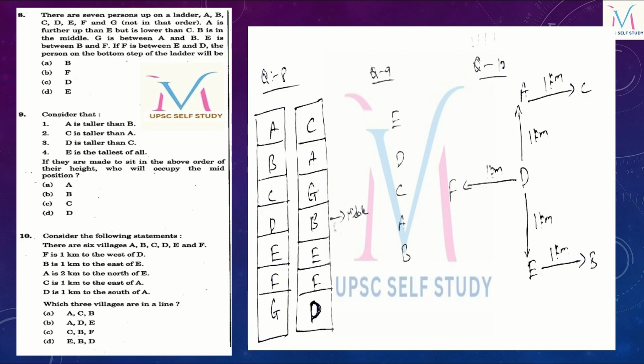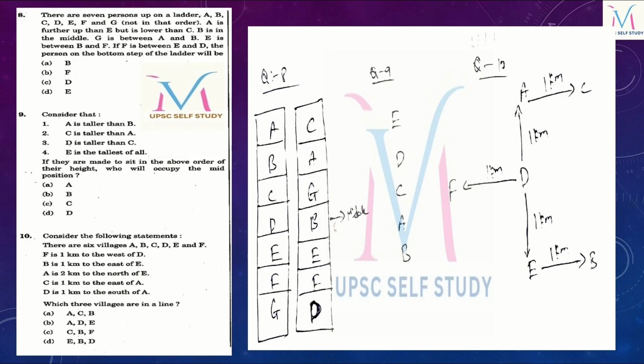And next, in the question, what is there? B is in the middle. Look at B. B should be in the middle, so write B in the middle. G is between A and B. Write G between A and B. E is between B and F. Again write E between B and F. F is between E and D. Write F between E and D.